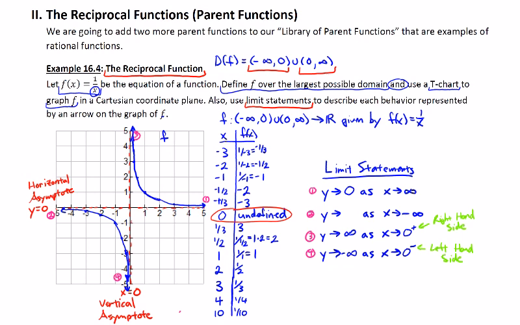As I go further and further to the left, my arrow, or my curve, I should say, is going to be getting closer and closer to the x-axis, just from the bottom, from the underside instead of the top side. But I'm still going to be approaching a y value of 0. So those are the limit statements. Rational functions are known for having vertical asymptotes and horizontal asymptotes. We still have one more parent function to go. We'll look at that in example 16.5.